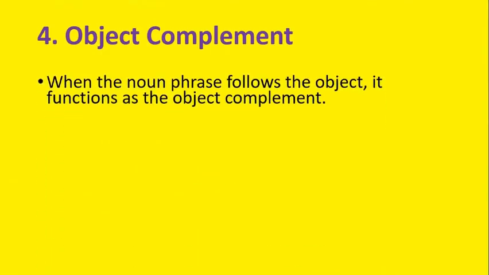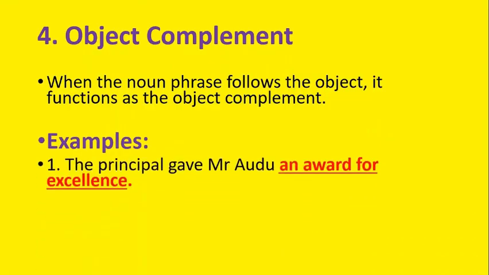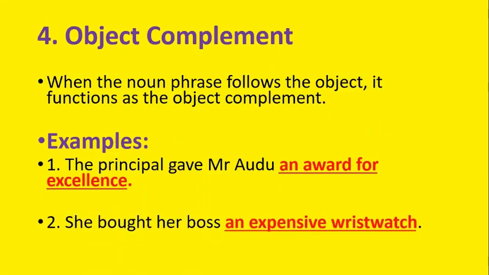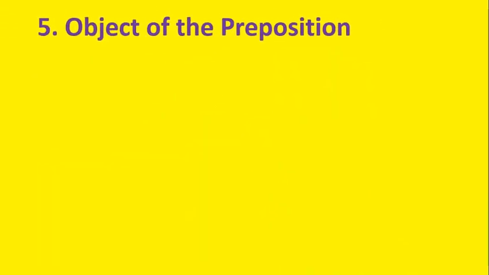Then the fourth function is object complement. When the noun phrase follows the object, it functions as the object complement. For example, the principal gave Mr. Audu an award for excellence. So an award for excellence is the object complement of Mr. Audu. She bought her boss an expensive wristwatch. An expensive wristwatch is object complement to a boss.